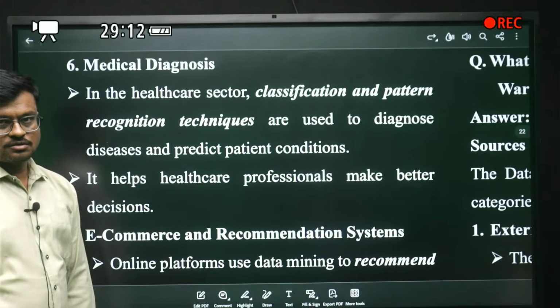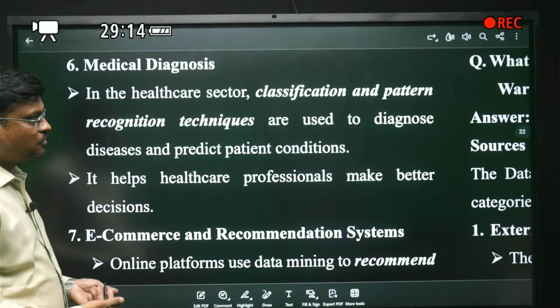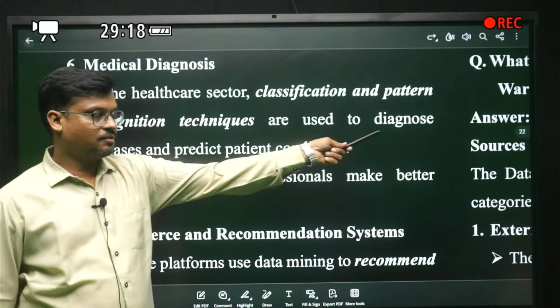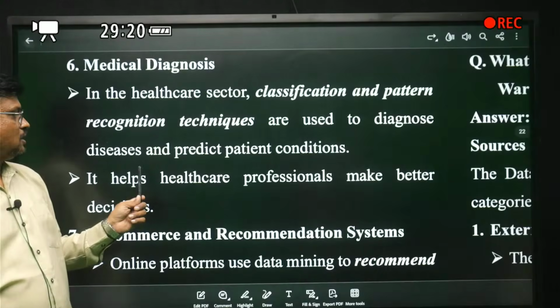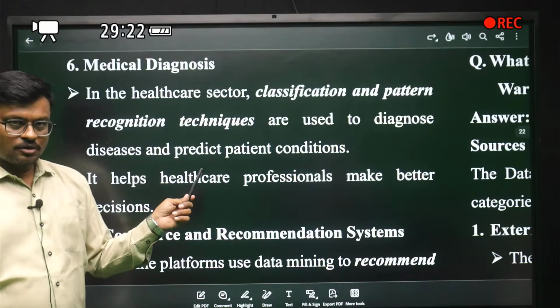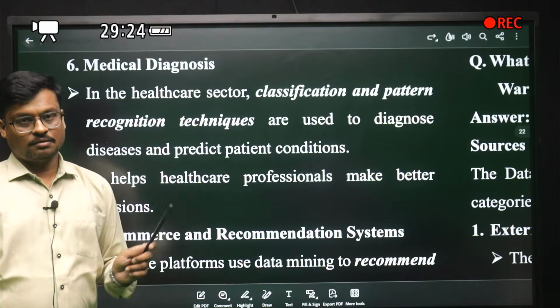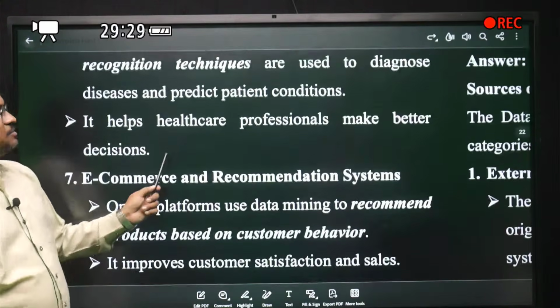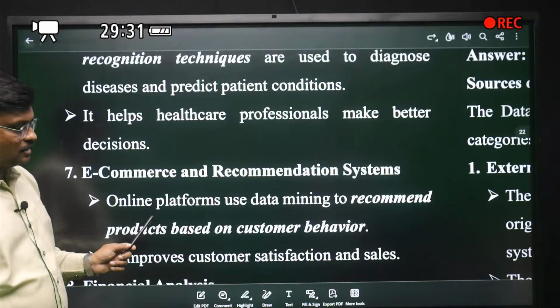Medical diagnosis, right? We will be able to classify, we will be able to recognize the patterns, and based upon that we will diagnose the users. What are the diseases, and we will be able to predict the future patient condition, and we will diagnose accordingly. It helps healthcare professionals make better decisions.